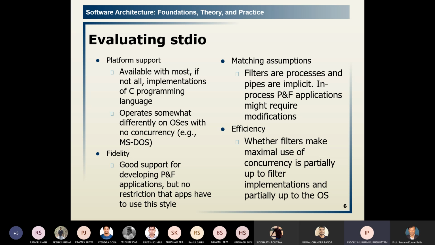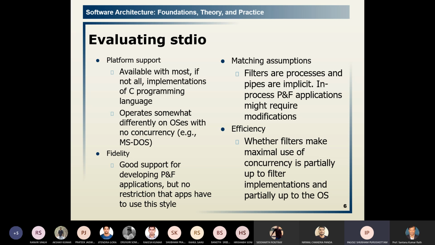The next point is fidelity. Fidelity is the degree of exactness. There is good support for developing P&F applications. This framework has good support for developing these applications, but there is no restriction that apps have to use this style only. They can go for a different style also. The third point is the matching assumptions. Filters are processes and the pipes are implicit. In process, P&F applications might require modification.